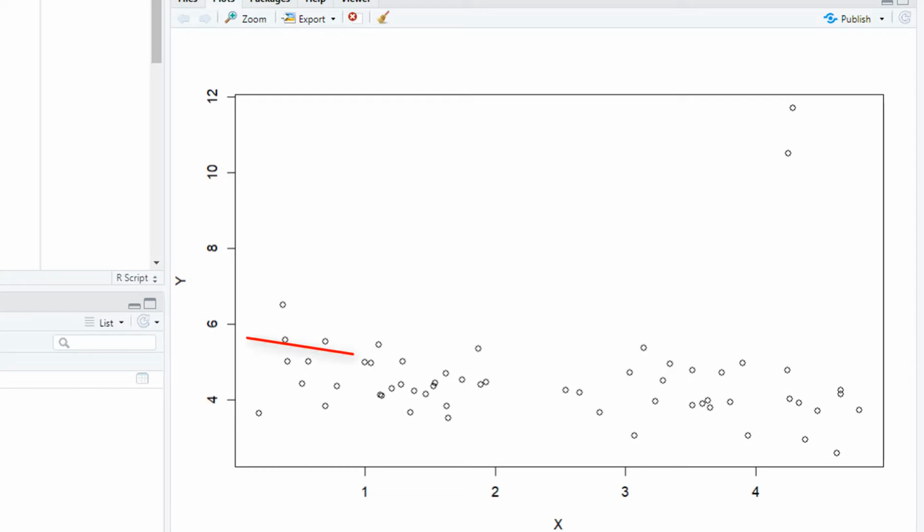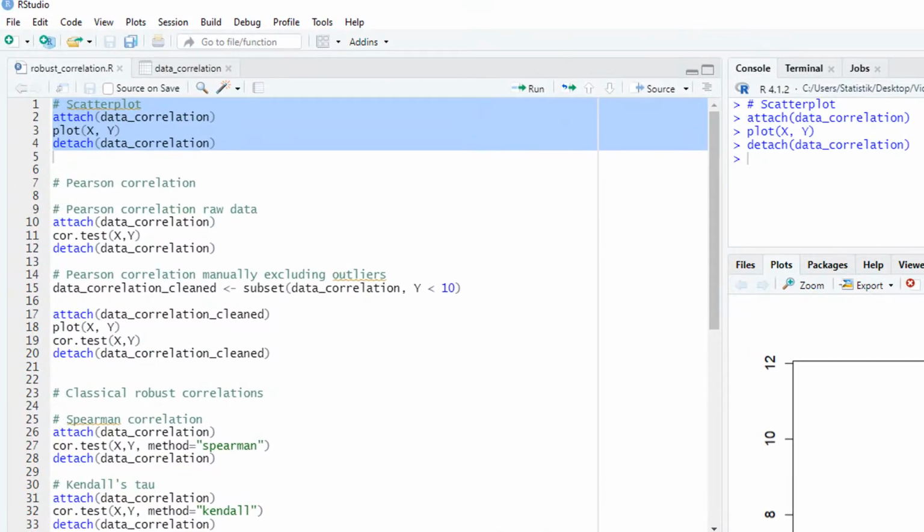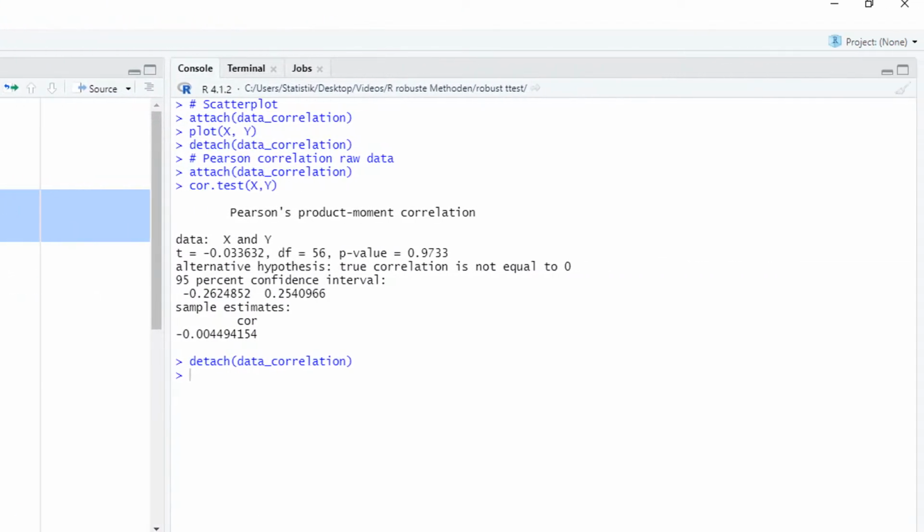As we see here, we have a somewhat negative relationship between the X and the Y variable. However, we have two outliers. Let's see what we get if we run a Pearson correlation for this. The result: not a significant correlation, and the correlation coefficient is very near zero.